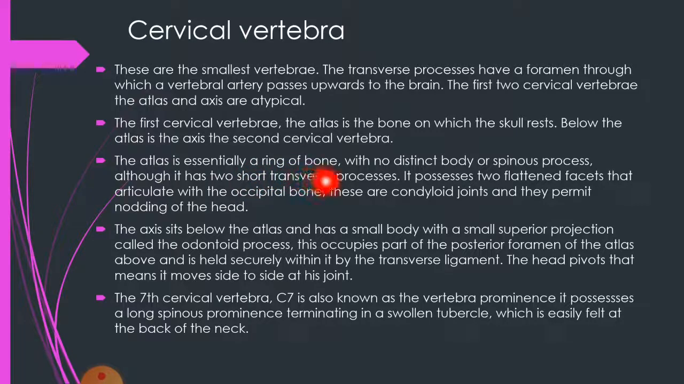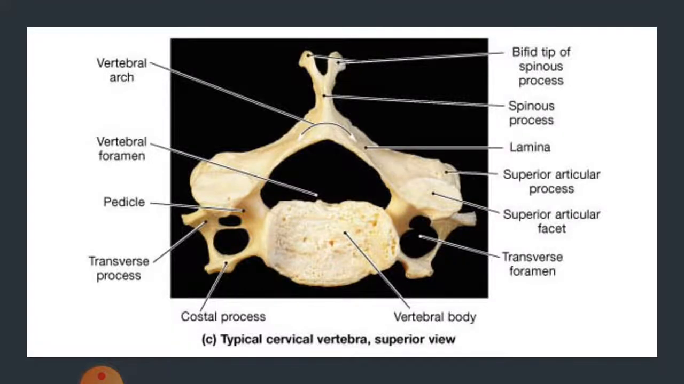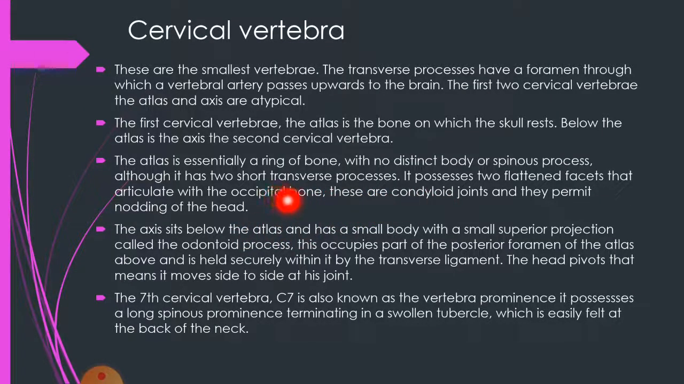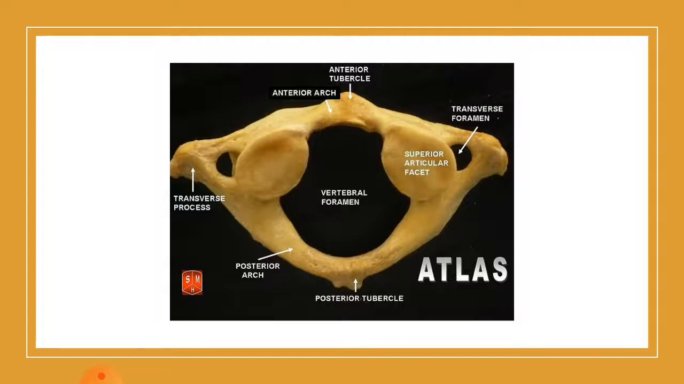The atlas is essentially a ring of bone with no distinct body or spinous process, as we have already seen. It possesses two flattened facets that articulate with the occipital bone. These are condylar joints, and they permit the nodding of your head. So these articular facets form a joint with the occipital bone, a condylar joint, and this allows you to move your head. A nodding movement is possible at this joint.